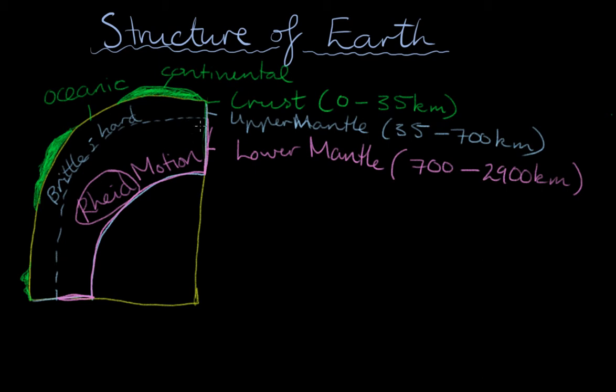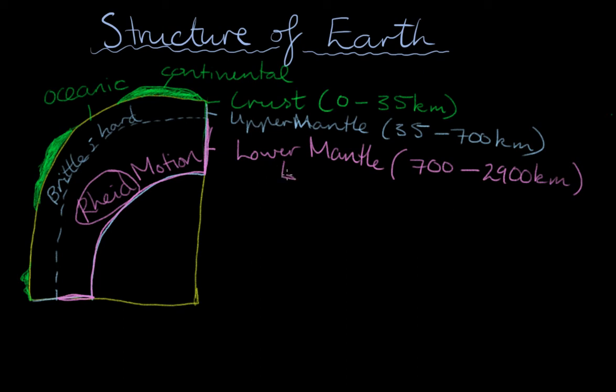And so what is actually responsible for our plates moving is, in fact, the lower mantle. It is in the lower mantle in which the continental plates up here actually flow. We'll get into more about plate tectonics later on, but the lower mantle from 700 to 2,900 kilometers displays rheid motion. And this is due to a number of things. The first thing it's due to is partial melting.